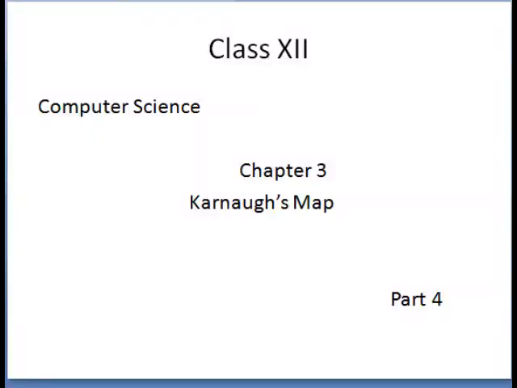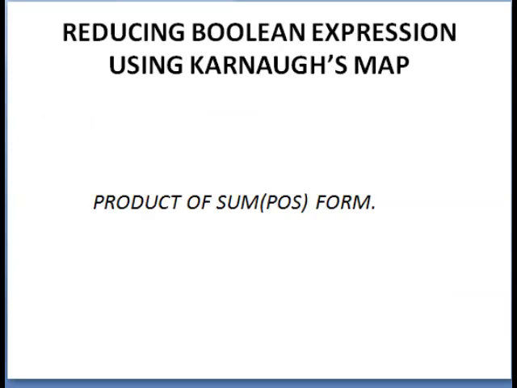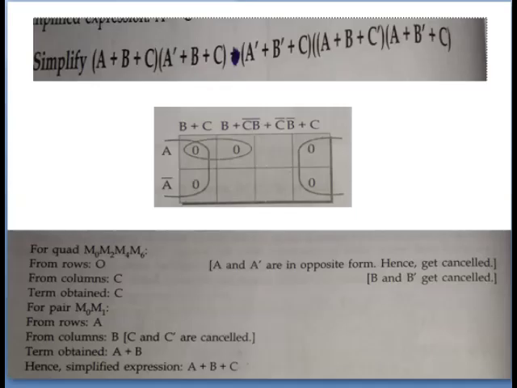Students, in this class we are going to see part 4, chapter number 3, Karnaugh map. In part 3 we studied the reduction of Boolean expressions using Karnaugh maps in sum of product form. In this part we are going to reduce the Boolean expression using Karnaugh maps in product of sum form. Students, this is the first expression we are going to simplify.